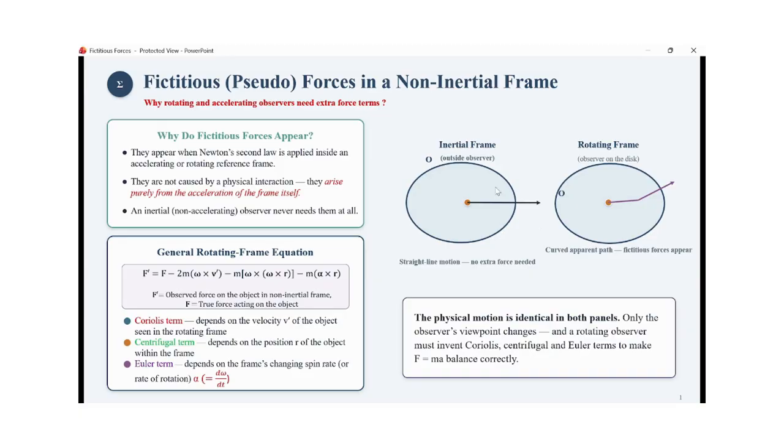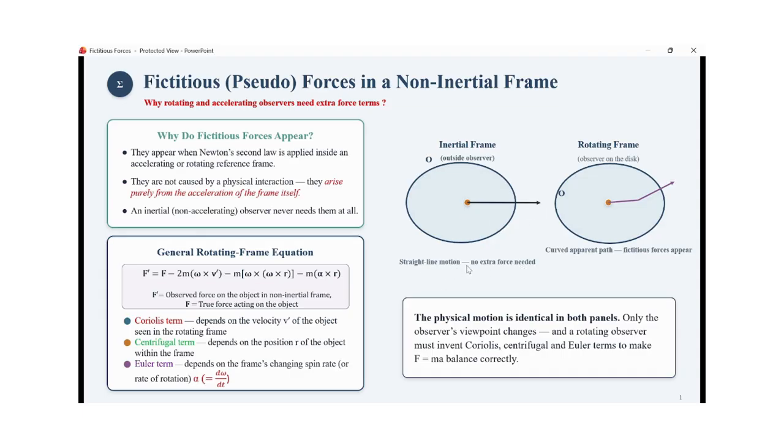Here I have shown the inertial frame in which the object is making straight line motion. Then this straight line motion is observed by an observer outside of this rotating reference frame. The observer is not rotating, so this motion is being observed from an inertial frame. When this motion is observed from an inertial frame, the straight line motion will appear to be a straight line.